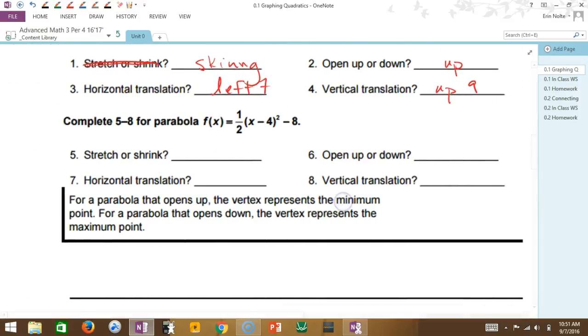Okay, let's try it again. Okay, let's start this one. This time we got a 1/2 in front. So, what is this? Skinny or a fatty? Fatty. This is a fatty.